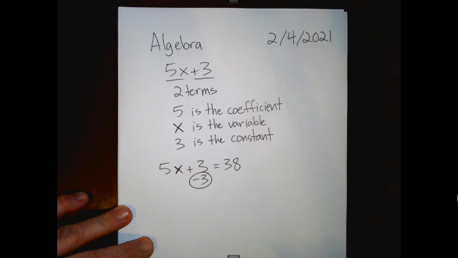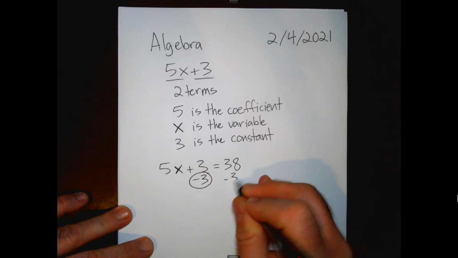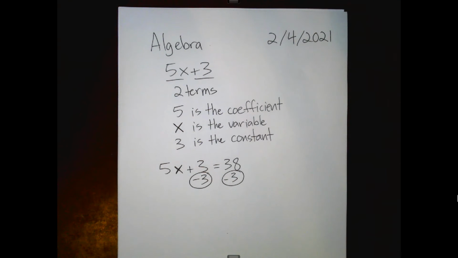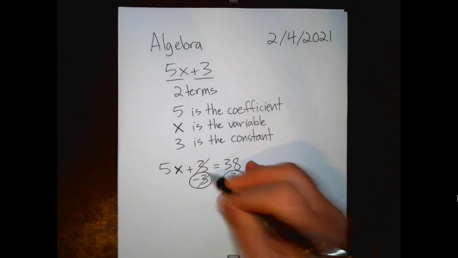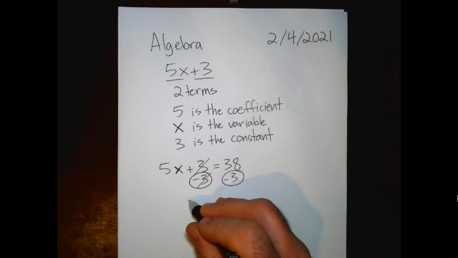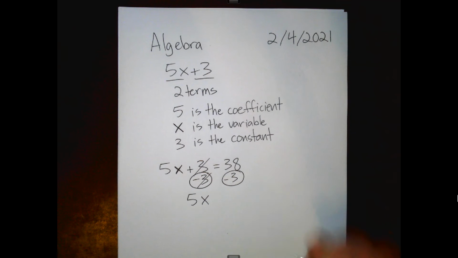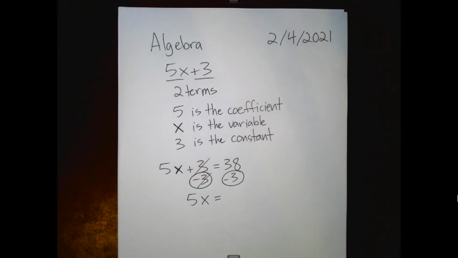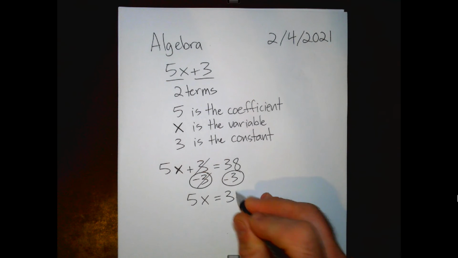The first thing I'm going to do is try to get x by itself by subtracting 3 from both sides of the equation. Okay, so 3 minus 3 is 0. Notice that I'm not going to write 0 though. We're just going to remember that it's just 5x now. It's not 5x plus 0, it's just 5x. Okay, 38 minus 3 is 35.